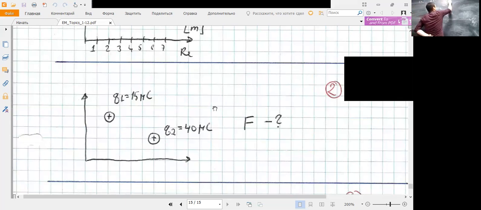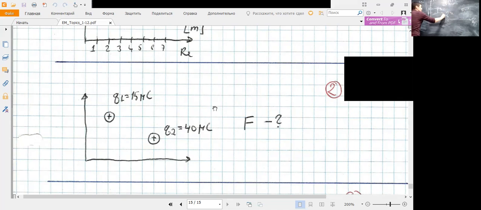So Q1 is 15 microcoulomb, Q2 is 40 microcoulomb. Position of the Q1, R1, is equal to 2 plus 4J. Position of Q2, R2, is equal to 6 plus 2J. So the distance between the two charges, and not J. Yes, because this is the scalar form. So we should find just the distance between the two charges.